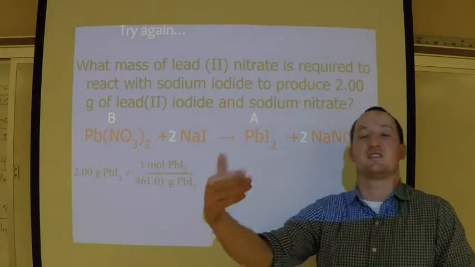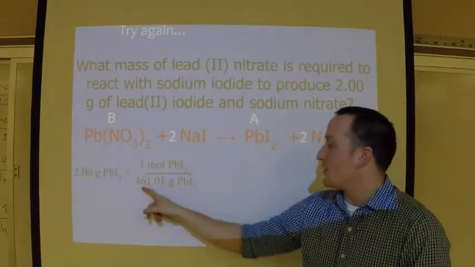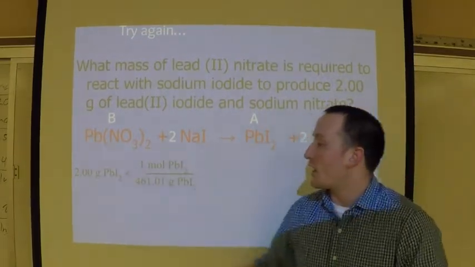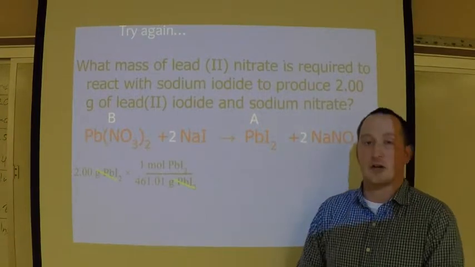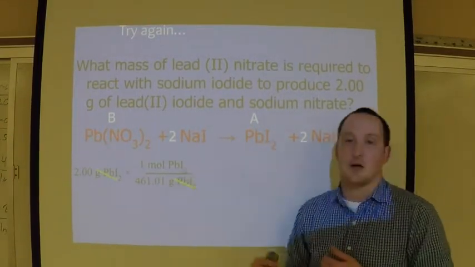Because it says to divide by the molar mass to change grams to moles, this is the molar mass. I've got the molar mass on the bottom, so I'm going to be dividing by it. Notice how my grams of lead 2 iodide are going to cancel. So now I'm in moles of A, moles of lead 2 iodide.